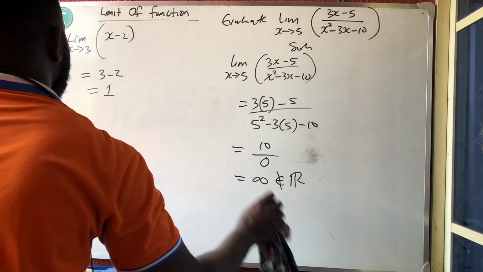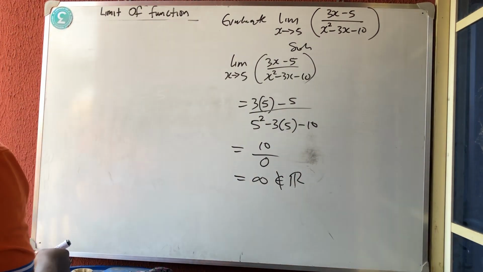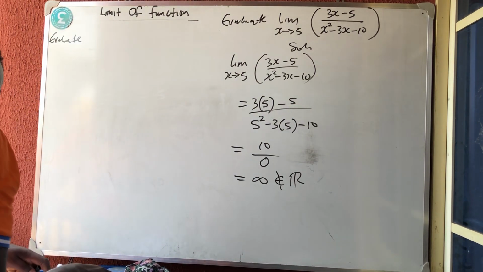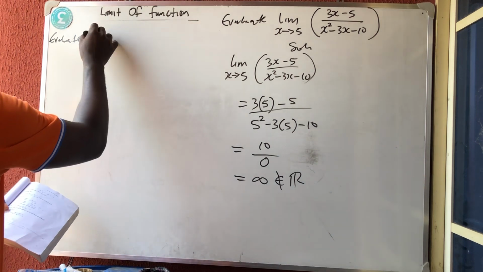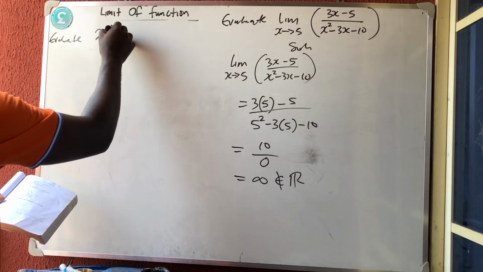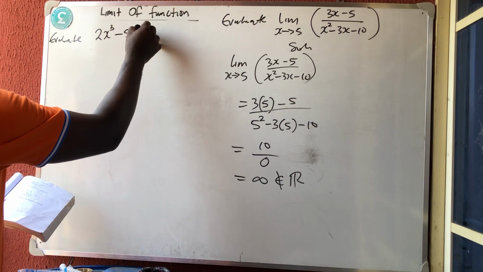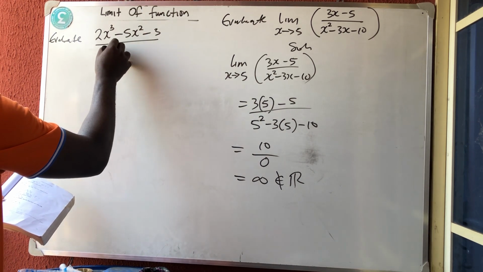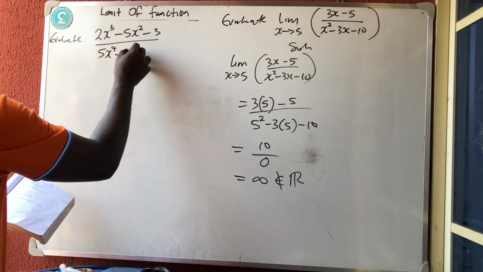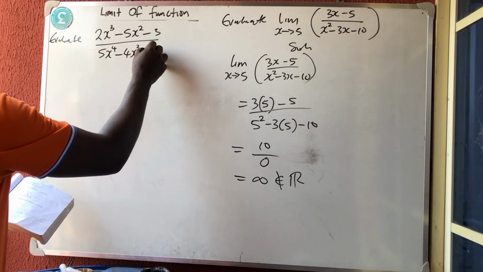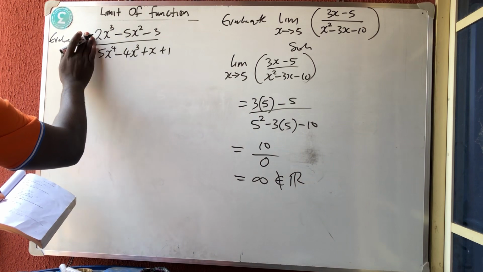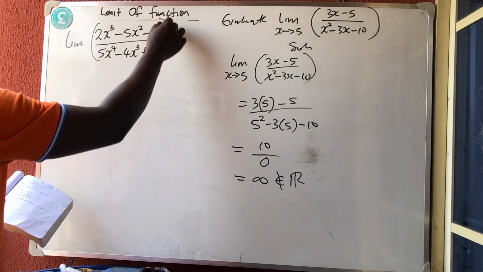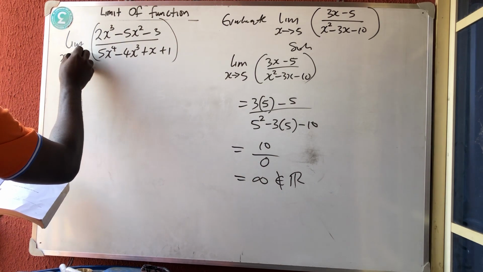So they say determine or evaluate. They said evaluate 2x raised to the power 3 minus 5x raised to the power 2 minus 3 all over 5x raised to the power 4 minus 4x raised to the power 3 plus x plus 1. Evaluate the limit of this as x tends to infinity.